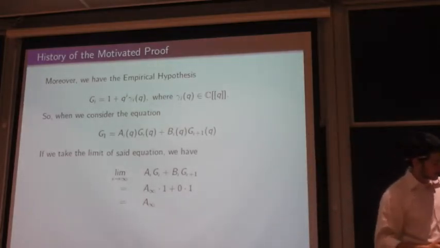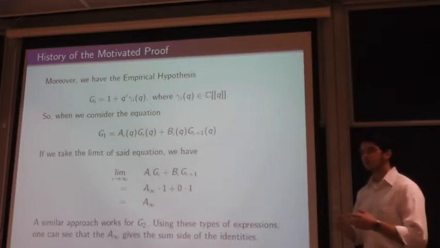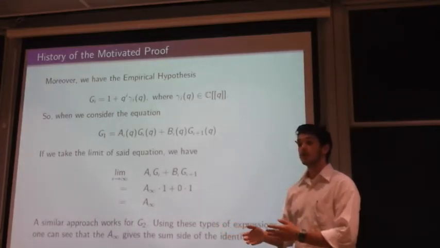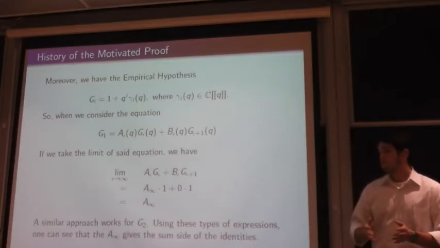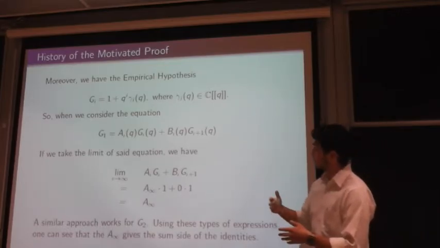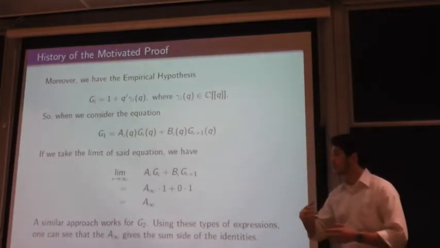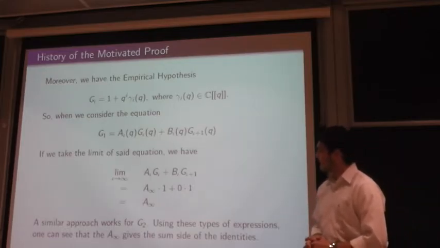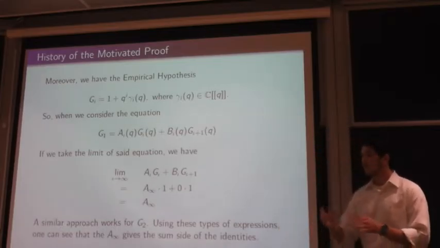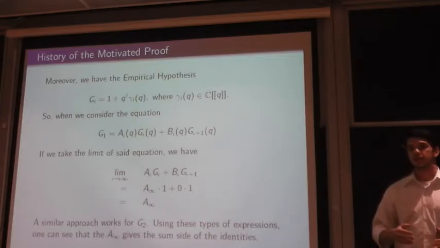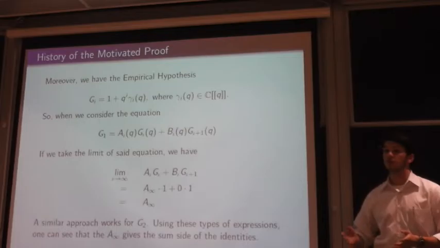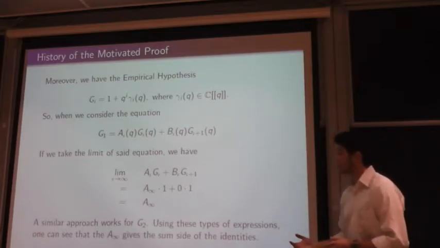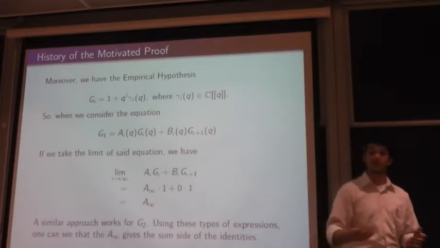The a sub infinity is a little bit abstract, but what it helped to identify, and this follows from the fact that in addition to the G sub 1, the G sub 2 also works, and it works for all G sub i, meaning that all of these G sub i have the same limit as the subscript approaches infinity. So when we get this here, that a sub infinity is the factor that gives us our sum side of these identities. So we started with the product side, and we did this manipulation, we proved this empirical hypothesis, which in turn led to the recovery of the sum side of these identities.